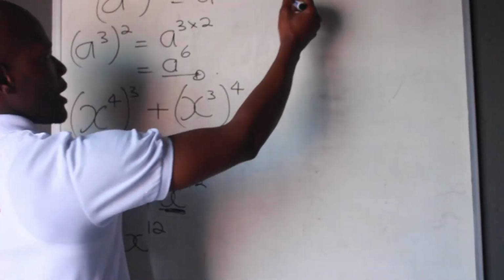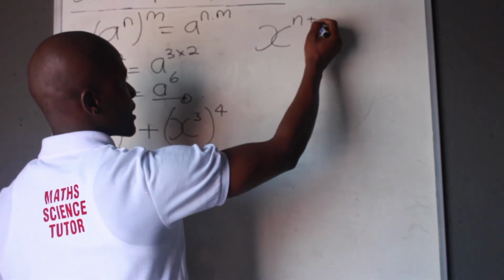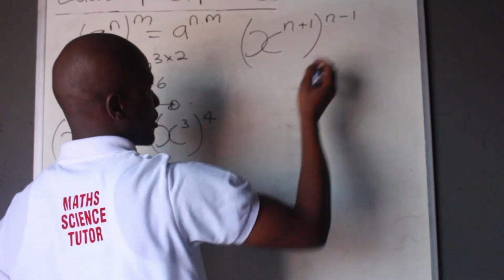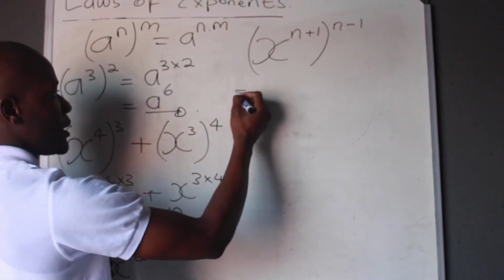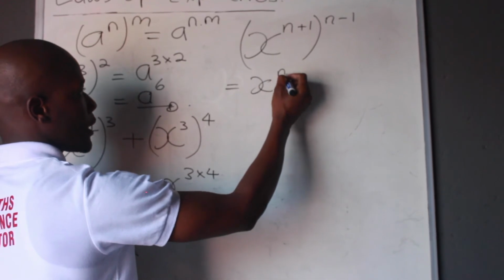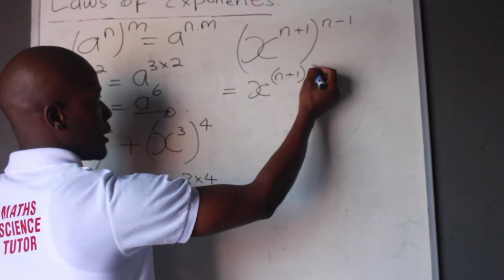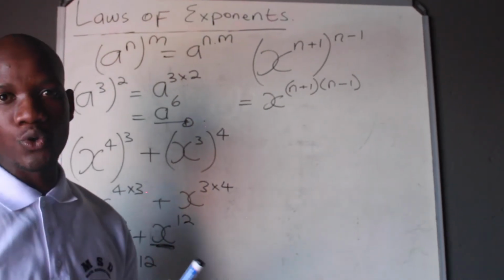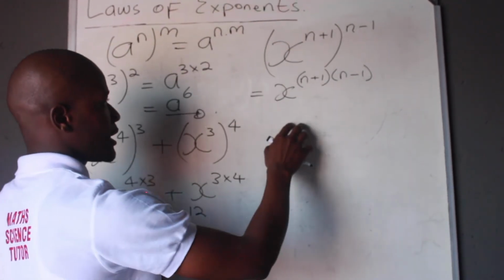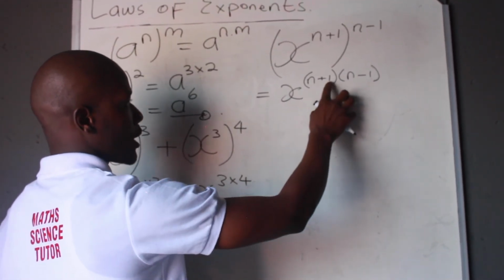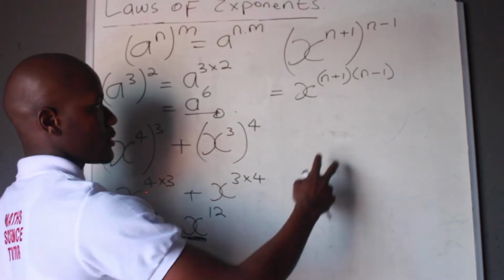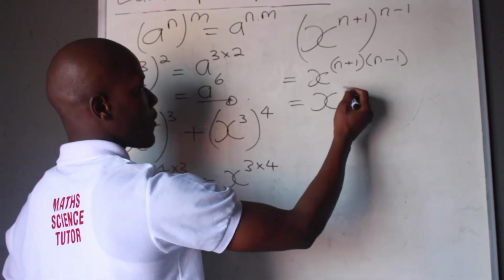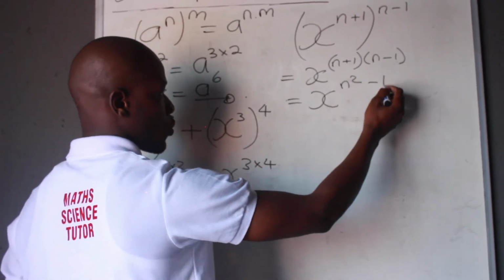So x to the power n plus 1, all raised to the power n minus 1, is going to be x to the power (n plus 1)(n minus 1). Remember guys, difference of two squares. Terms in the bracket are the same, n and 1 and n and 1. The only difference is the sign. So it's going to be x to the power n squared minus 1.